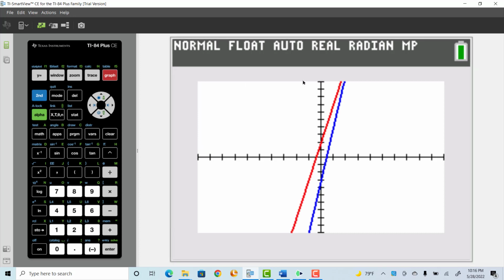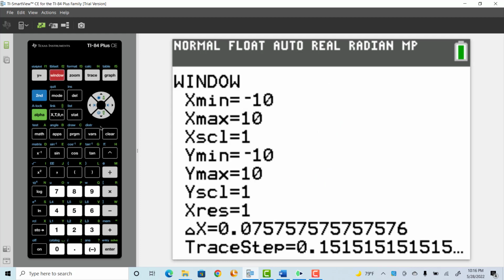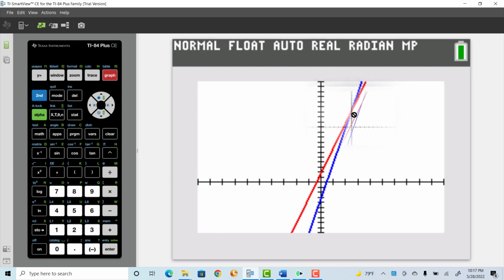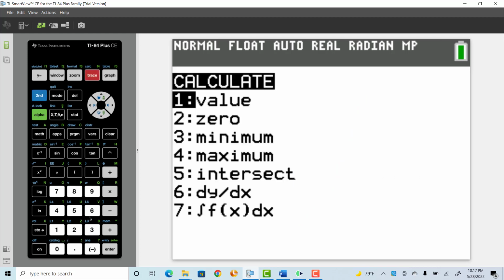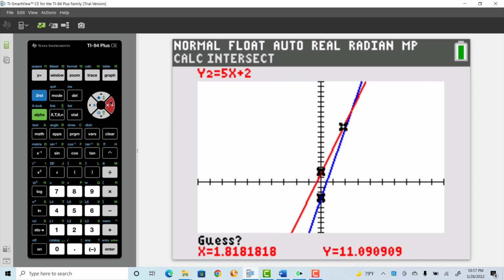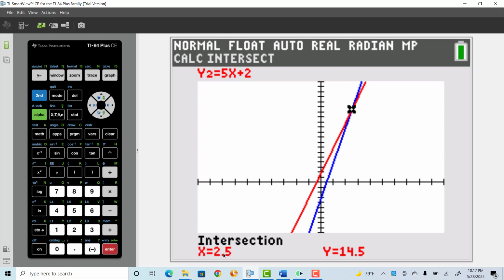Now I can't see it on my screen, so I'm going to adjust my window, change my x max. I'll go up to 20 on my y value rather. Change my y max. Okay, so now I can see where they're equal. They're equal right here. That's where they intersect. So I'm going to do a calculate intersect. Again, in the calculator videos, I teach you how to do this. Okay, I'm going to come up here, press enter, and look at that. It tells me it intersects at x equals 2.5.